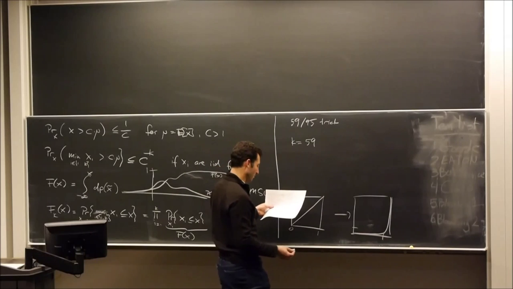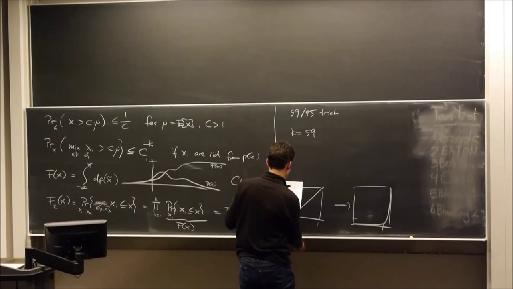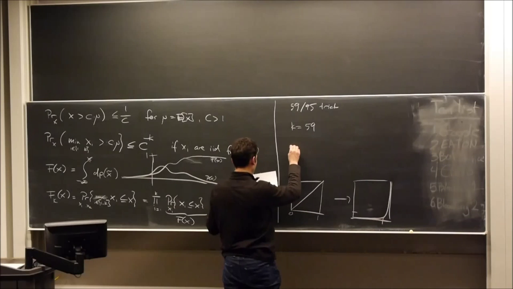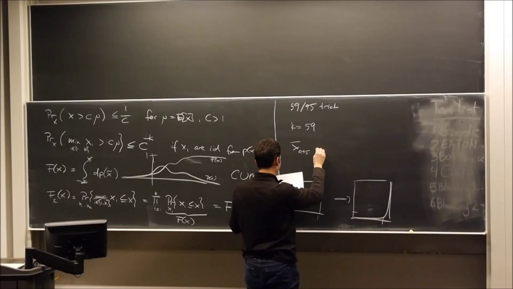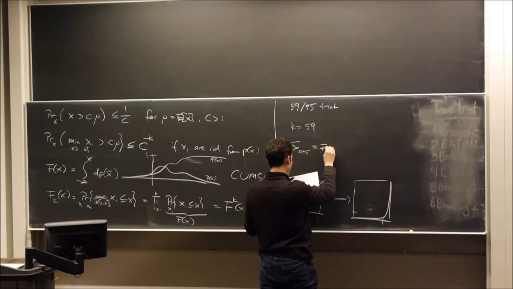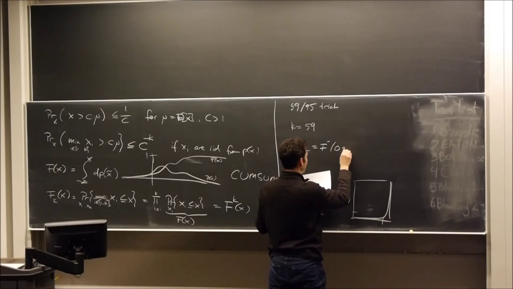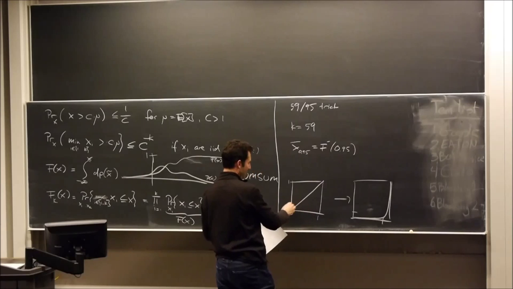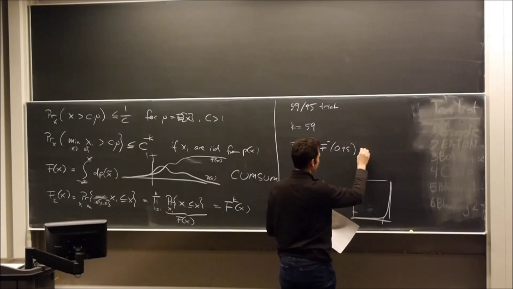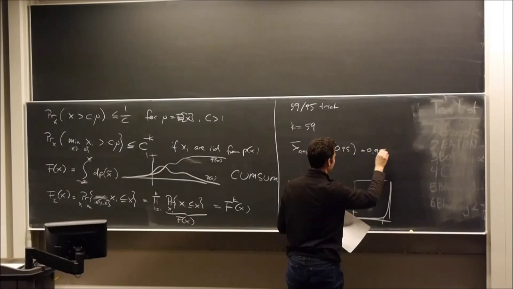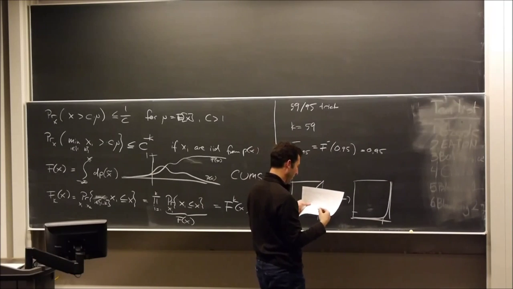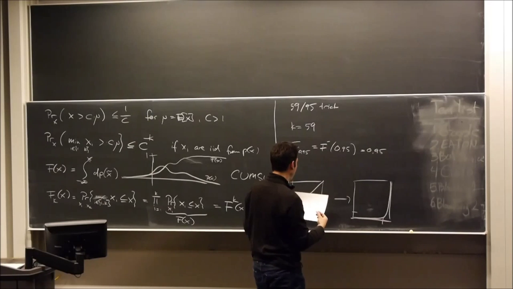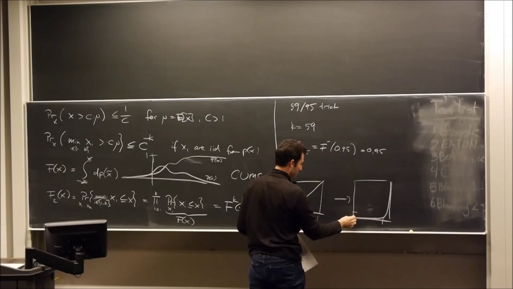So then, all I have to do is work out x bar 0.95, this is where I want to get. This is the inverse of 0.95, which for the identity is just 0.95, for the uniform distribution. And then what I can do is look at the probability that this will not fail too badly.